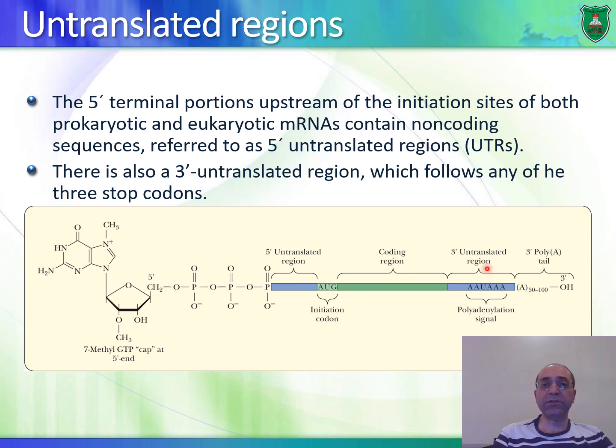Now there's also another untranslated region at the 3' end. Here you have the poly A tail. So you have another region that is known as the 3' untranslated region as well.